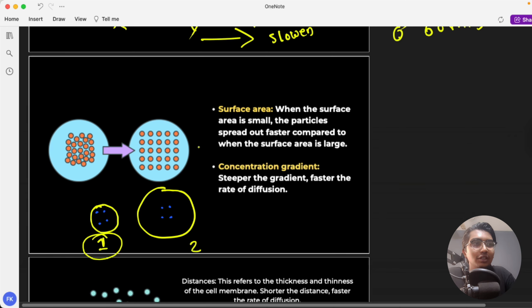This is because when the surface area is small, the particles spread out faster. For example, how much time will it take for the particle to spread out this much, right? Over here, you can see the distance is much larger than this one. That's why the more the surface area, the lower the rate of diffusion. If the surface area is small, the rate of diffusion is higher. Okay.